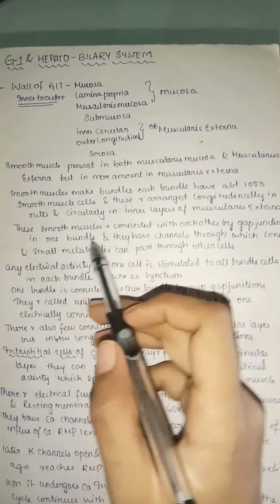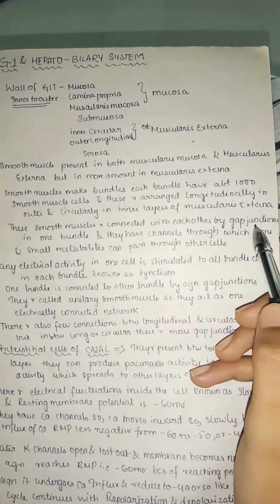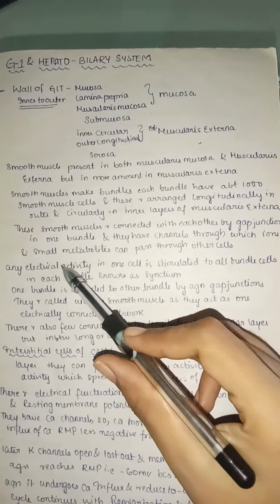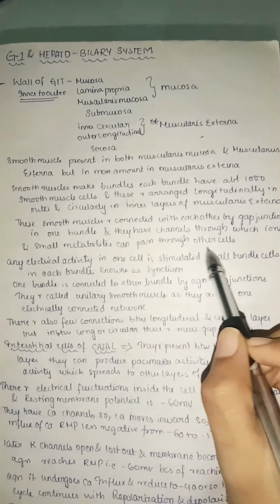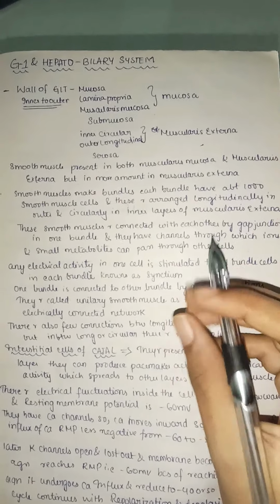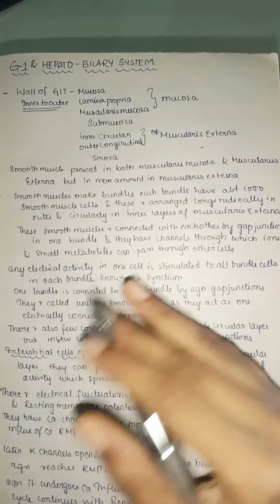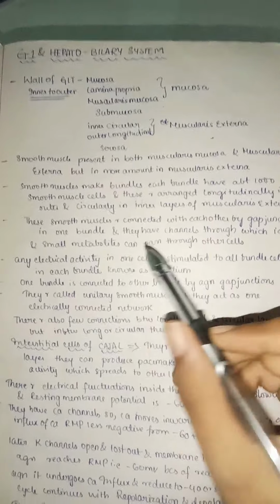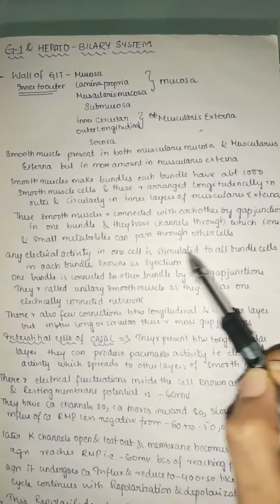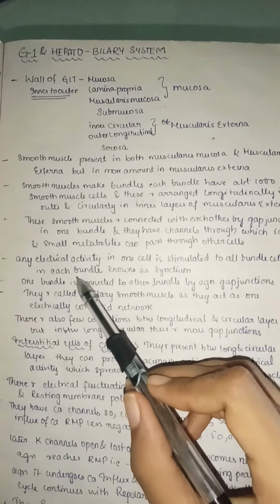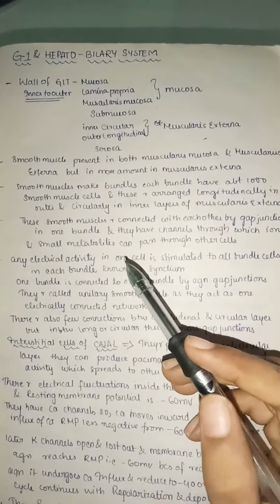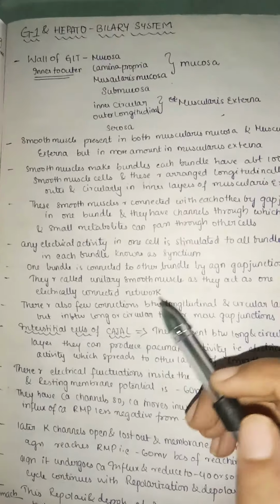Now these smooth muscles are connected with each other by means of gap junctions in one bundle, and they have channels through which ions and small metabolites can pass to other cells. Whenever there is a gap junction, there is a higher chance for exchange of substances with other cells. So any electrical activity in one cell is transmitted to all cells in each bundle. This is known as syncytium, meaning all smooth muscle cells of the GI system act as a single unit.